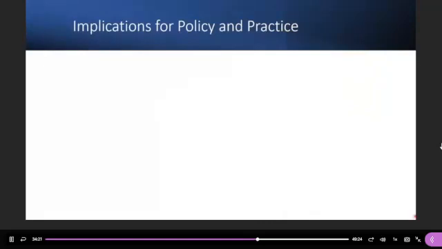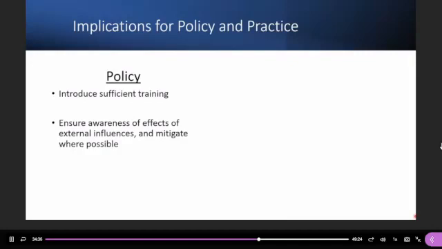So we've laid out the findings, but how do we actually apply it in practice? Well, our implications for policy is that they need to introduce sufficient training. This is a highly recommended finding. We need to ensure awareness of the effects of the external influences, of those workloads, of those staffing, of the flow and of the resources, and mitigate where possible, although understandably in our current environment that can be difficult. And we need to encourage multidisciplinary cooperation. We need to make the nurses and the doctors play nice.